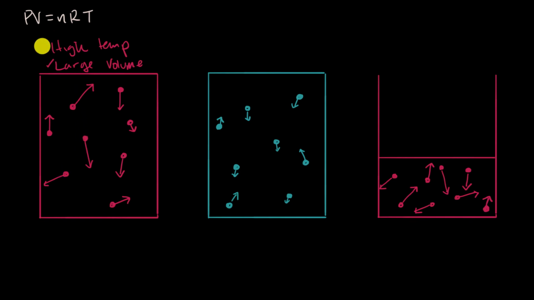And high temperature, that helps us realize that, well, maybe the intermolecular interactions or attractions between the particles aren't going to be that significant. And so in a high temperature, large volume scenario, this might be pretty close to ideal. Now, it's not going to be perfectly ideal because real gases have some volume and they do have some intermolecular interactions. But now let's change things up a little bit.